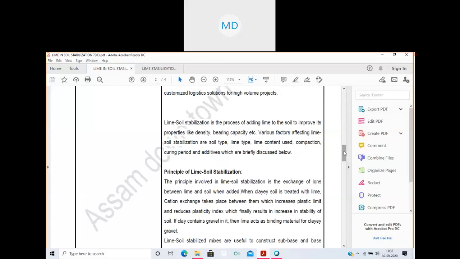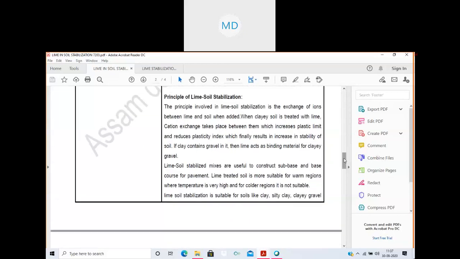Now we'll go to the principle of lime soil stabilization. The principle involved is the exchange of ions between lime and soil when added. So I have told you this. When clayey soil is treated with lime, cation exchange takes place between them, which increases the plastic limit and reduces the plasticity index, which finally results in an increase in stability of soil.